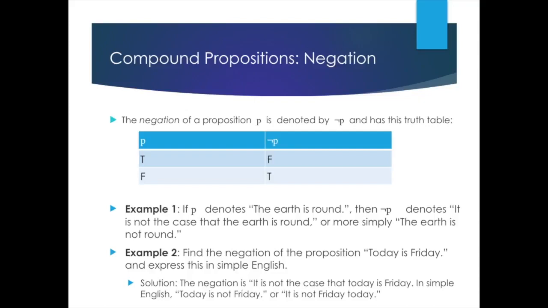Another example. Find the negation of the proposition today is a Friday. Is today Friday? No. So this is a false statement. You can express it in simple English. The negation of it is: it is not the case that today is a Friday. In simple English, today is not a Friday, or it is not a Friday today. You can use any combination of those.